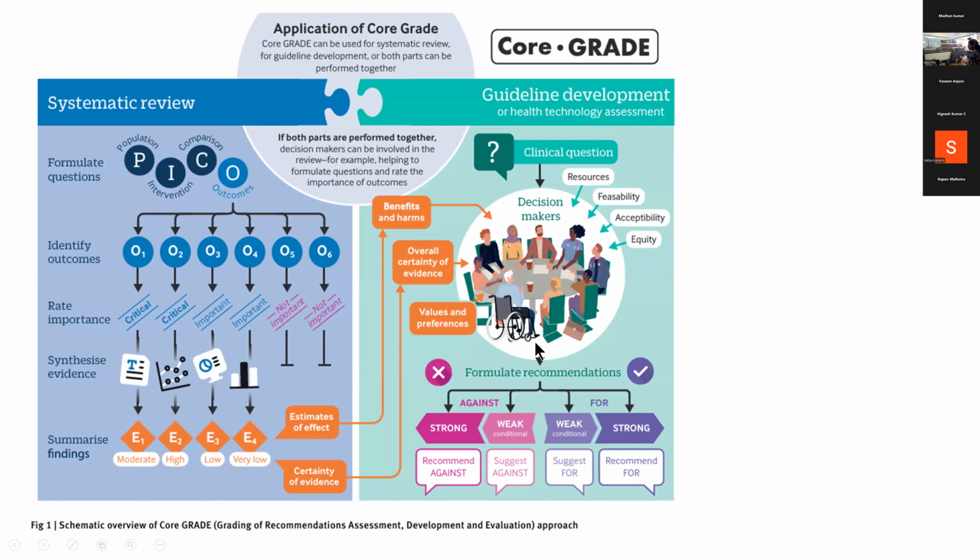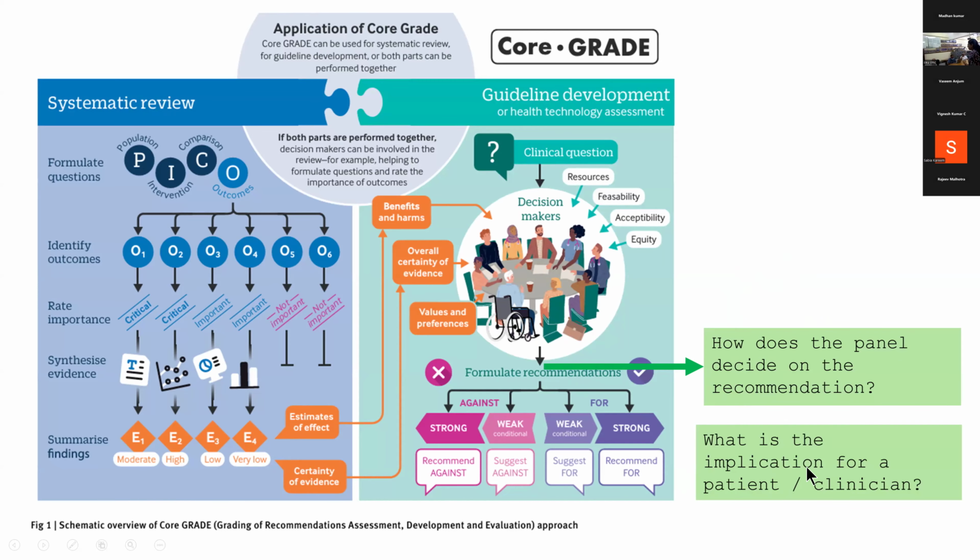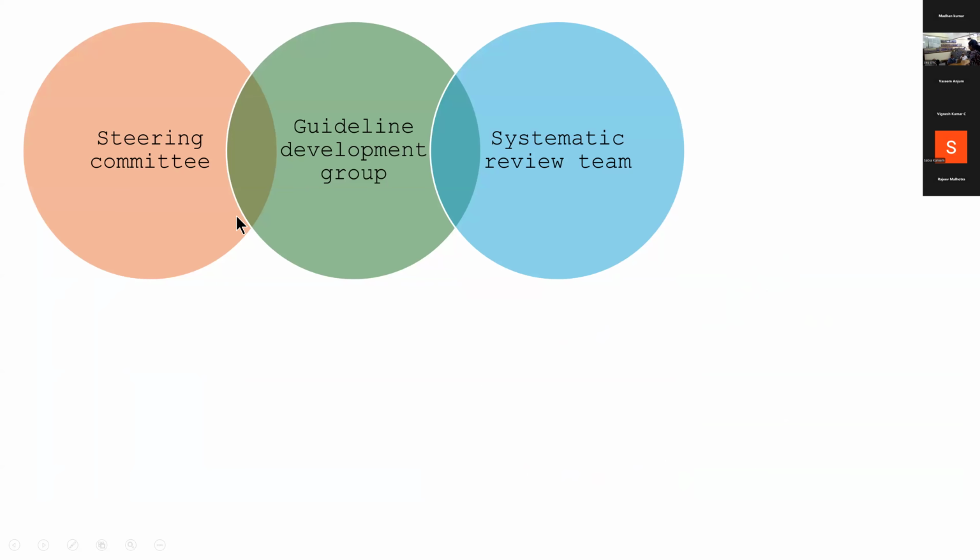So here, the people in the guideline development are the decision makers. So how do they actually decide on the direction of the recommendation and the strength of the recommendation? And what is the implication for a patient or a clinician? When you look at a guideline development group, there are a lot of groups actually involved. You have the main guideline development group. You have a steering committee, which is made of fewer people who will help you formulate the PICO statement. And during your meetings, they'll set the agenda for the meetings.